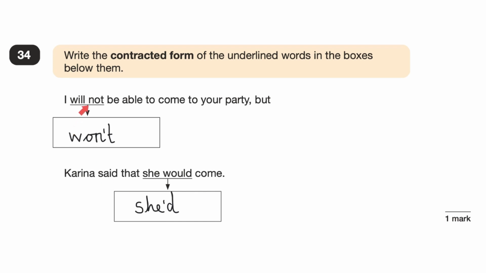And again, sometimes with these questions, just think how you would say it. You probably wouldn't say, I will not be able to come to your party. You would just say, I won't be able to come. It's very, very like how I would say it. I won't be able to come to your party. That just sort of makes sense, doesn't it? Karina said that she'd come. So if you're a little bit stuck with contracted form, really just try to think how you would say that sentence if you were just speaking it rather than writing it in the standard English sense. Sorry for getting that jumbled slightly, but that does make sense as a top tip.